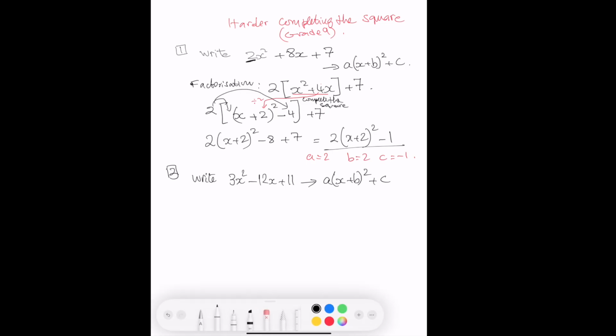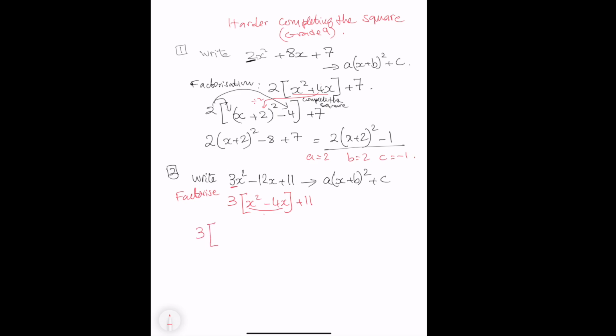Okay, so the working out of this will be: first we said we have to try to put the 3 outside the bracket. First factorize. So you will have to do 3 bracket x squared minus 4x, and then do not factorize 11. Leave it as it is outside the bracket. Then complete the square of this.